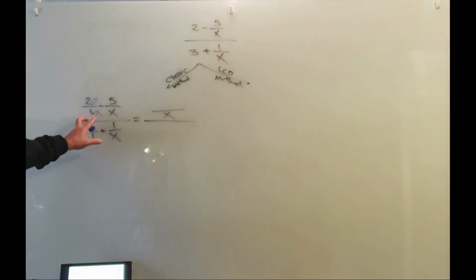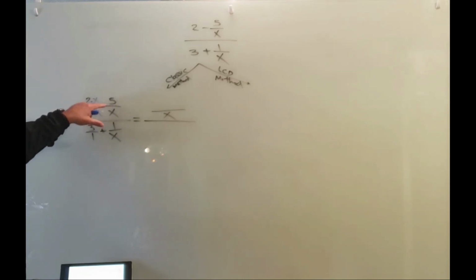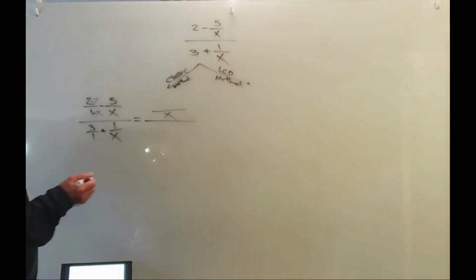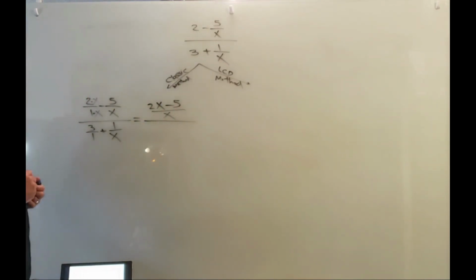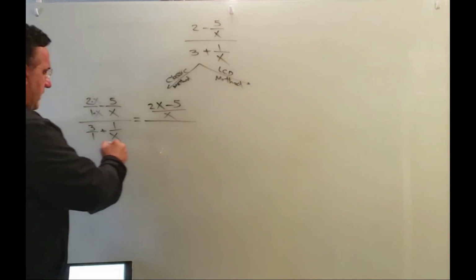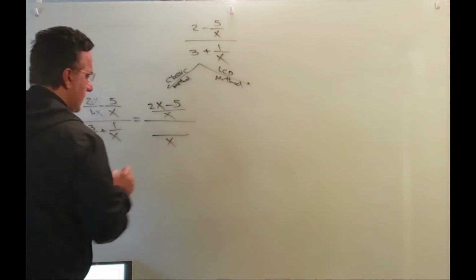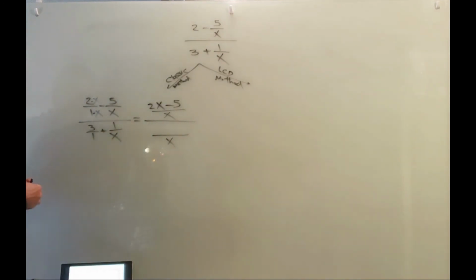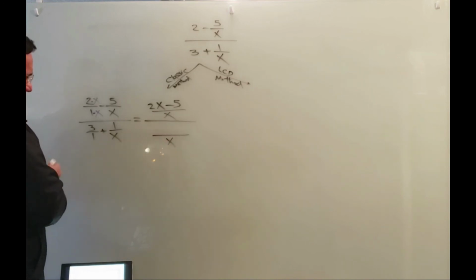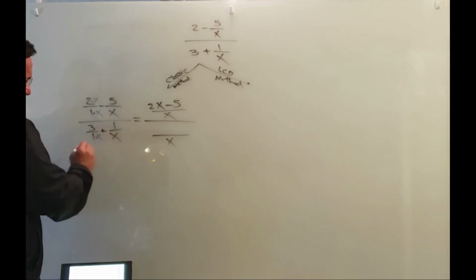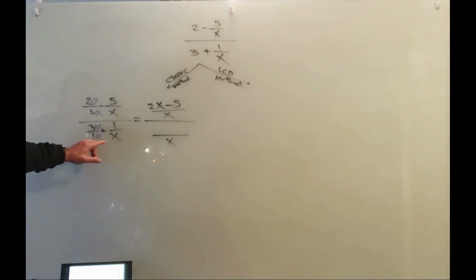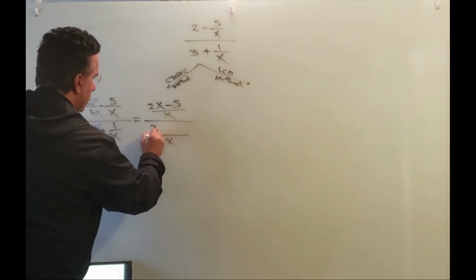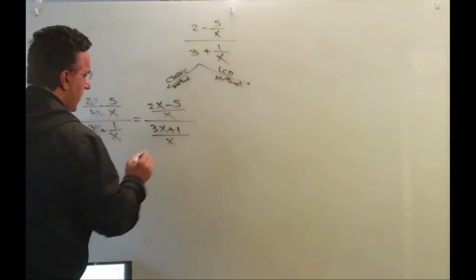So now notice both denominators are x, so we've turned them into like fractions, so we can go ahead and just combine the numerators, which are 2x minus 5. On the bottom, we also have a common denominator of x. Notice that we can multiply 1 by x to turn it into the common denominator, and so we need to do the same on the top. So now both denominators are x, and we can go ahead and combine the numerators. So we get 3x plus 1.